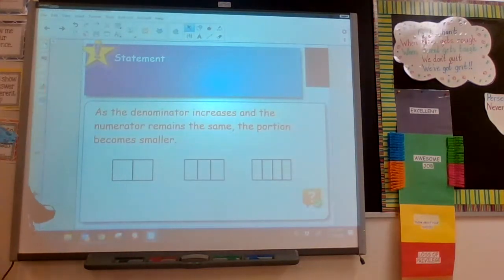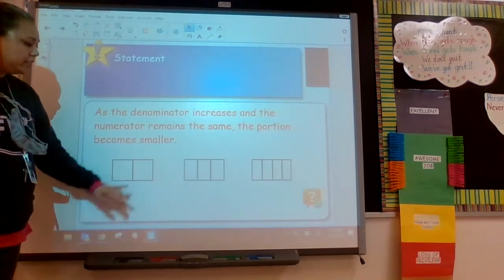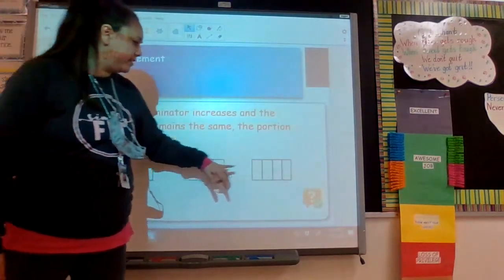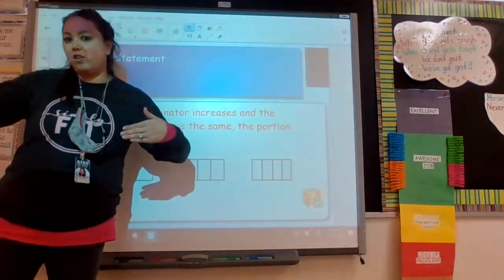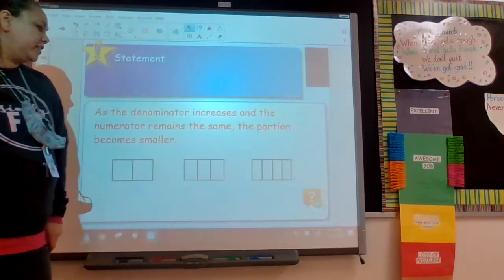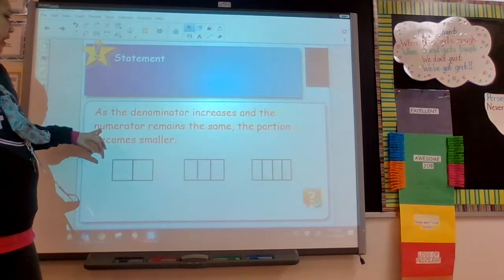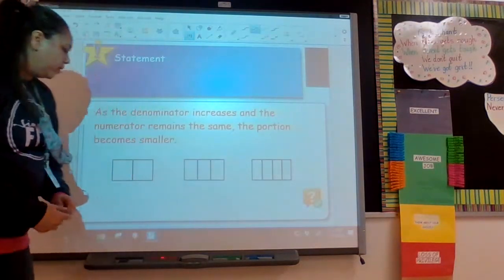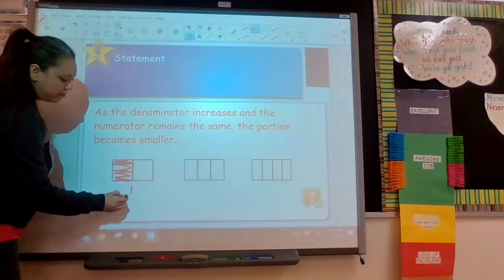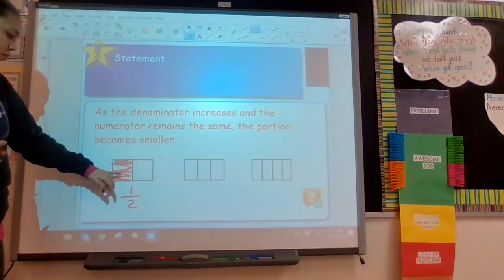As the denominator increases and the numerator remains the same, the portion becomes smaller. Notice here we have 3 pieces, let's just call these cakes, 3 cakes. Those are those sheet cakes. They're kind of square, but you can make more of them. As the denominator increases, so my denominator is going to change. And the numerator is the same. So if I shade in 1 here, 1 piece, that's 1 piece out of 2. That's quite a bit of that cake, isn't it? Half of that cake, 1/2.